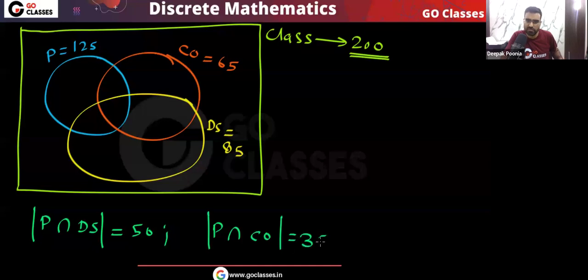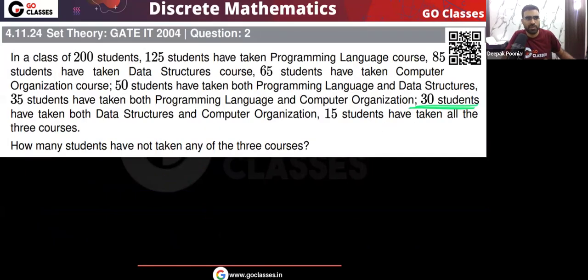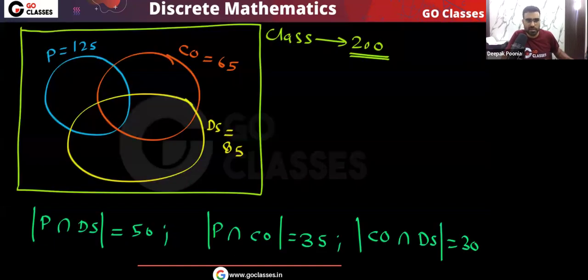That is 35. And also computer organization intersection data structure, that is given in the question as 30. 30 students have taken data structure as well as computer organization, and 15 students have taken all the three courses. Means in this area are students who have taken all the three courses: programming intersection computer organization intersection data structure. How many students? That is 15.